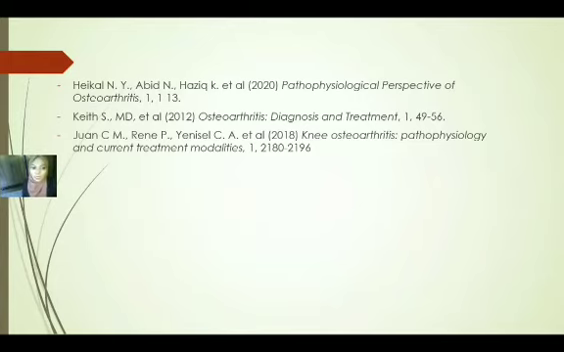Next, Juan C. M. P. and Yanisel C.A., 2018, Knee Osteoarthritis, titled Knee Arthritis Pathophysiology and Current Treatment Modalities, volume 1, pages 2180 to 2196.